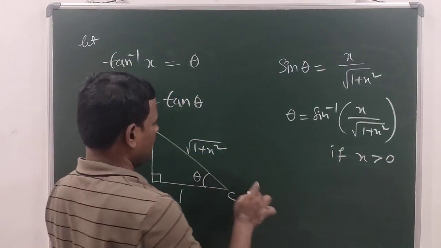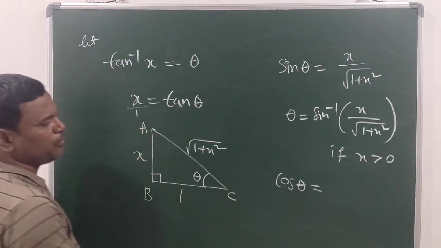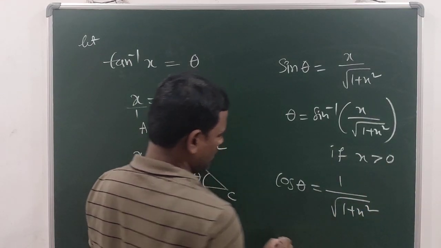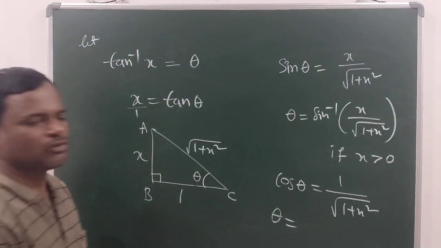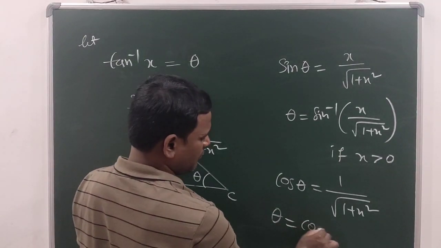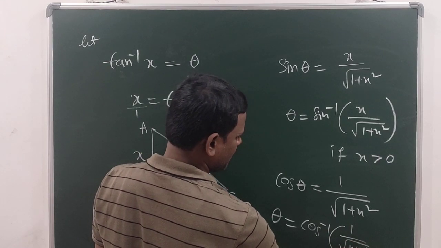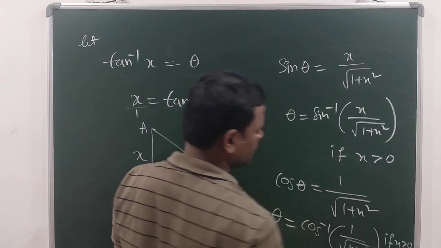Similarly, cos theta is adjacent by hypotenuse, 1 by root of 1 plus x square. Now theta is equal to cos inverse of 1 by root of 1 plus x square. Here also x should be positive.